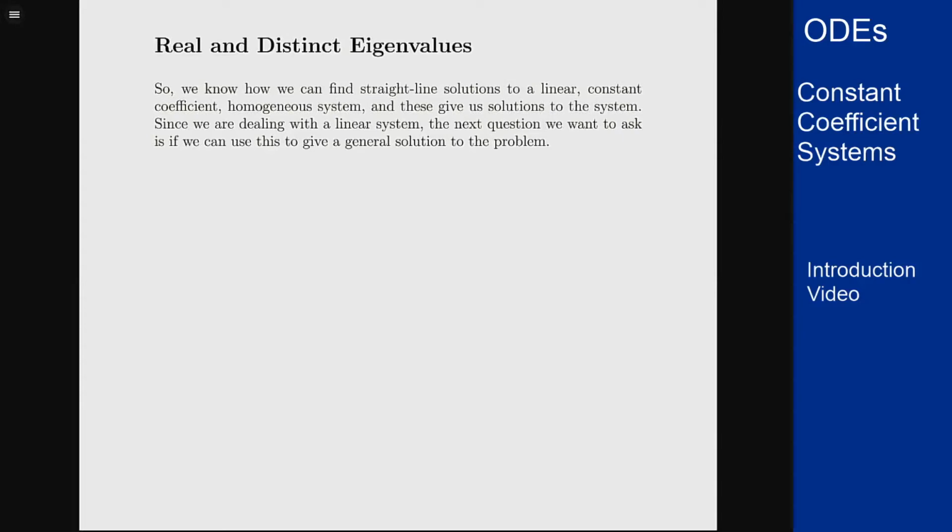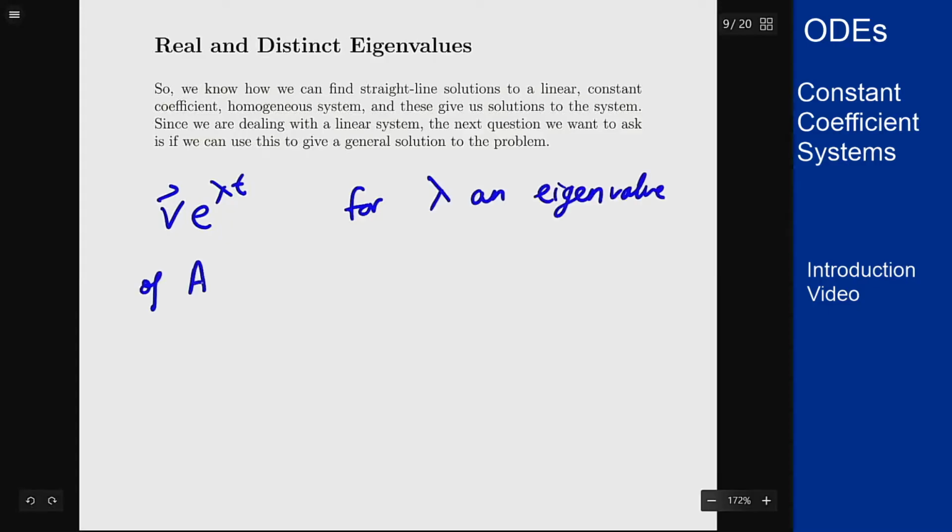In this video, we'll discuss the real and distinct eigenvalues case for trying to find general solutions to constant coefficient linear systems. So we know how to find these straight line solutions. They are all of the form v times e to the lambda t for lambda an eigenvalue of the matrix A, and v a corresponding eigenvector.